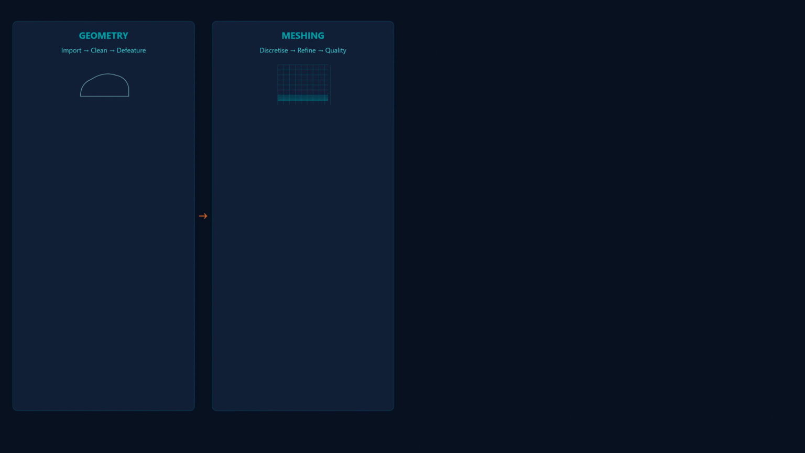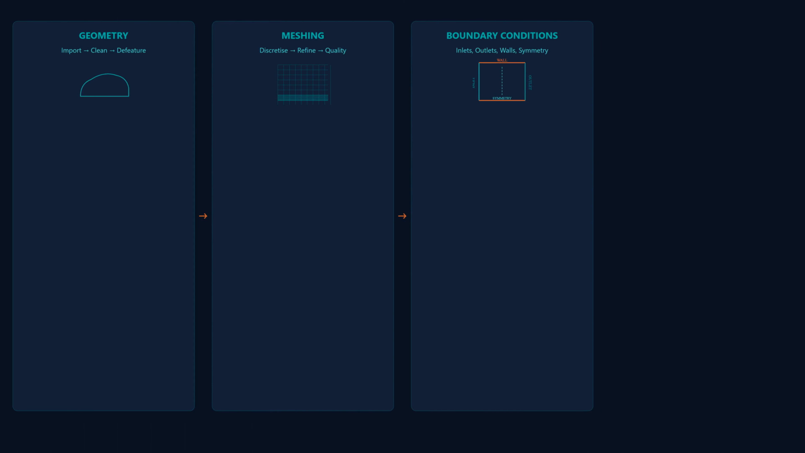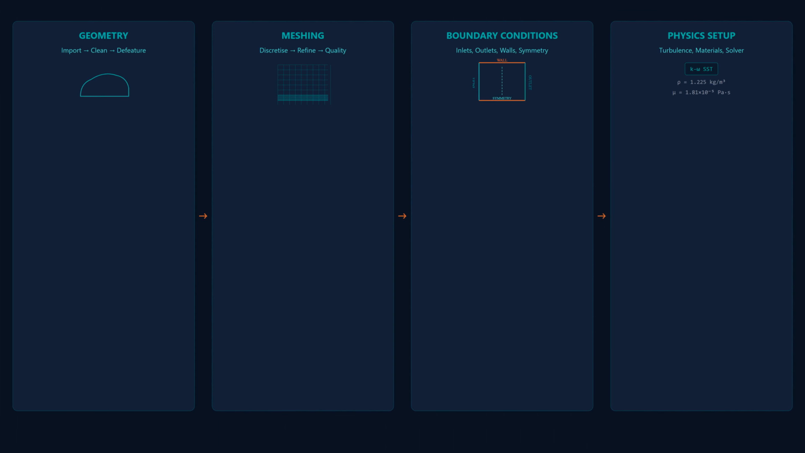Every CFD simulation follows three stages: pre-processing, solving, and post-processing. Pre-processing is where most of your time goes and where most mistakes happen. Start with geometry. Import a CAD model, extract the fluid domain, then clean it up, removing gaps, overlaps, and tiny features that add unnecessary cells. Then mesh the domain, refining in critical regions like boundary layers and wakes.